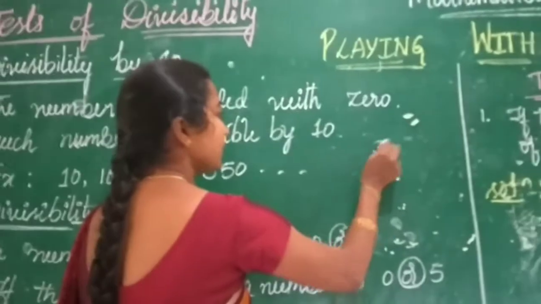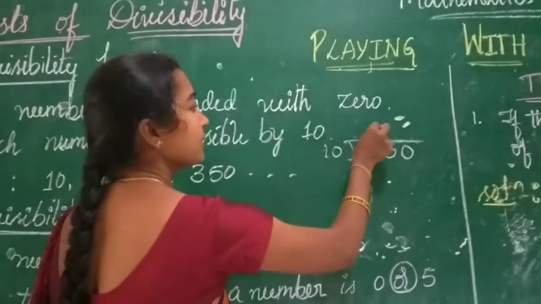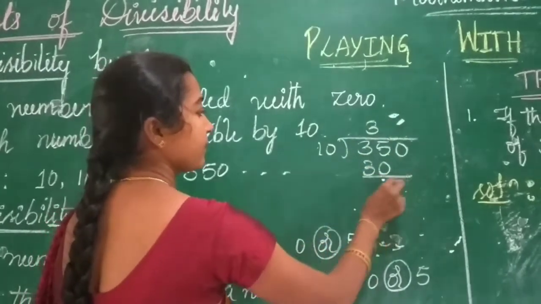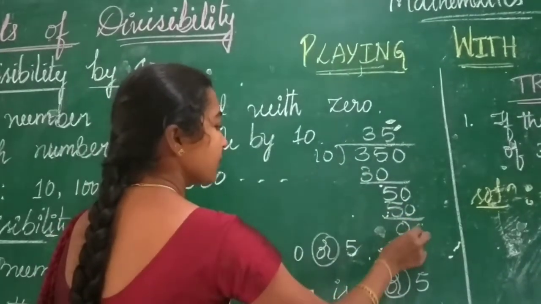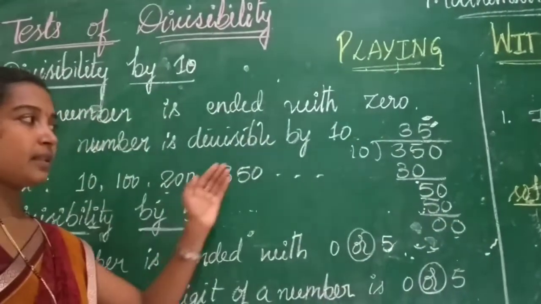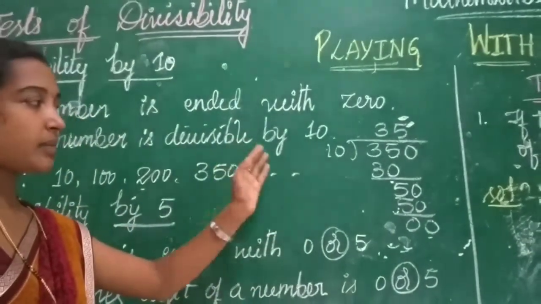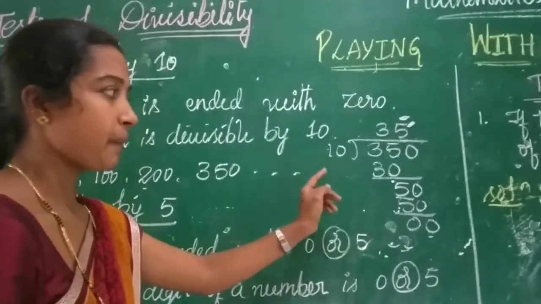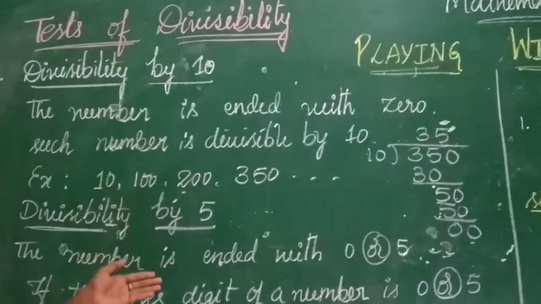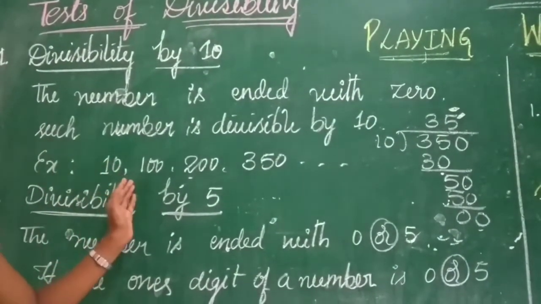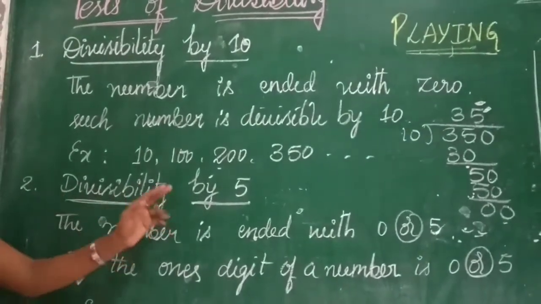Now let us do the division process here by taking the example 350. 10 3s are 30, 50 is remaining, 10 5s are 50. Look here, the remainder is 0. In this way, a number that ends with 0 is completely divided by 10. Without the division process, by using this rule, we can easily tell whether a number is divisible by 10 or not. Next, we come to divisibility by 5.